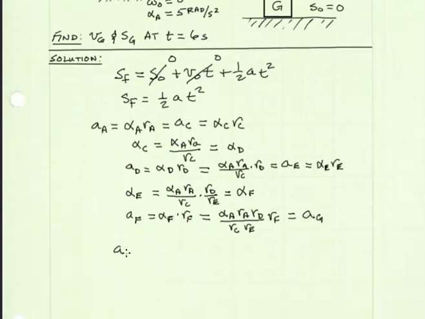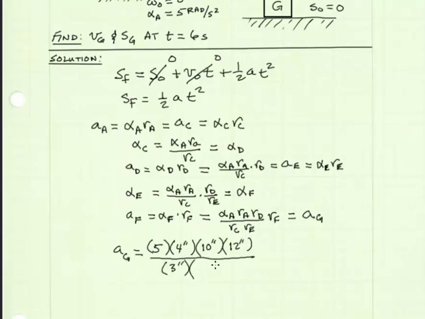So the acceleration of G is equal to the angular acceleration of A, which is 5 radians per second squared, times the radius of A, which is 4 inches, times the radius of D, which is 10 inches, times the radius of F, which is 12 inches, divided by the radius of C, which is 3 inches, times the radius of E, which is also 3 inches. This gives us 266.7 inches per second squared.